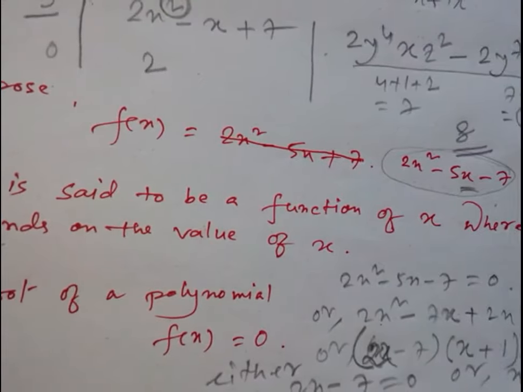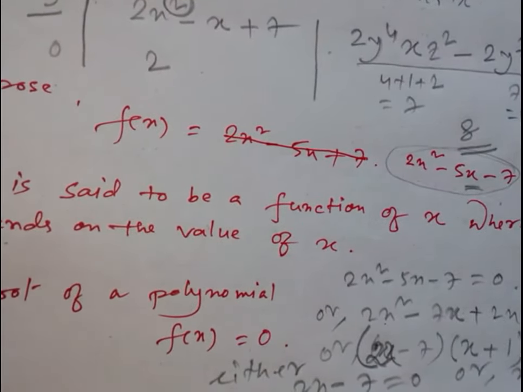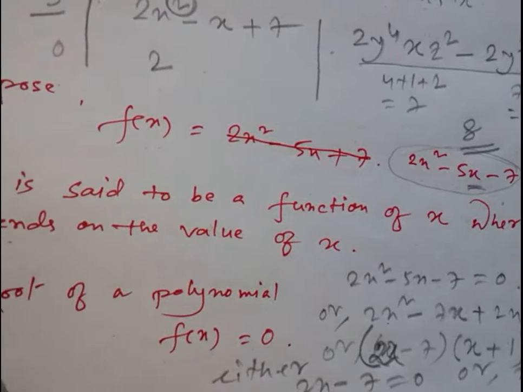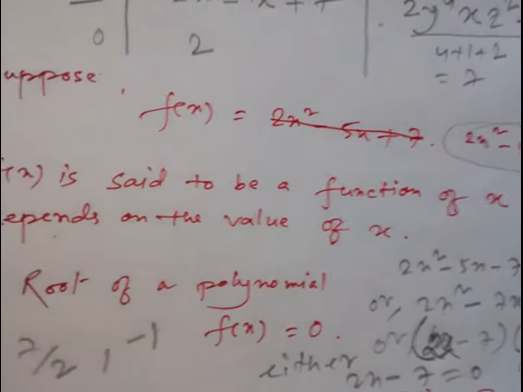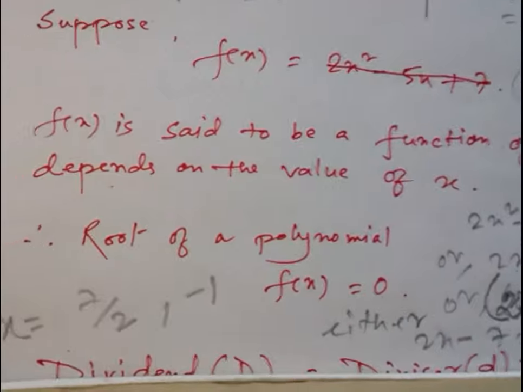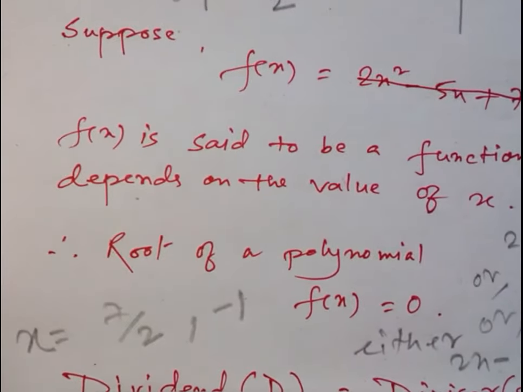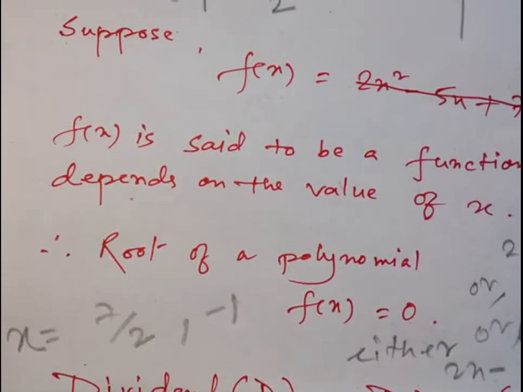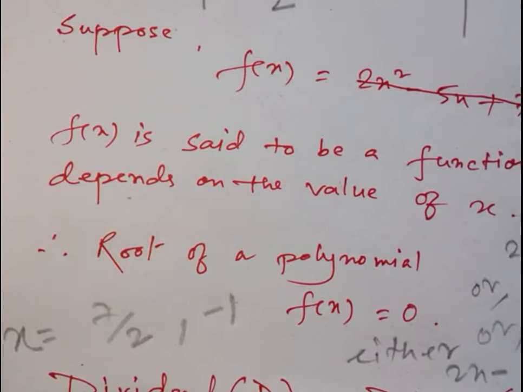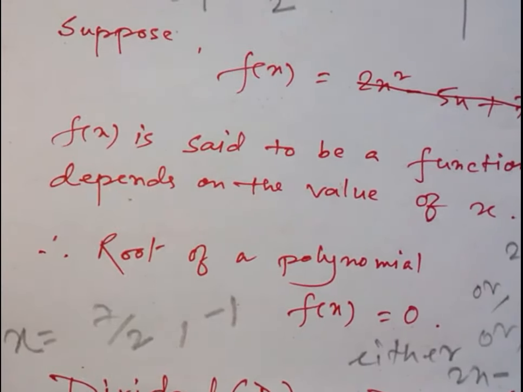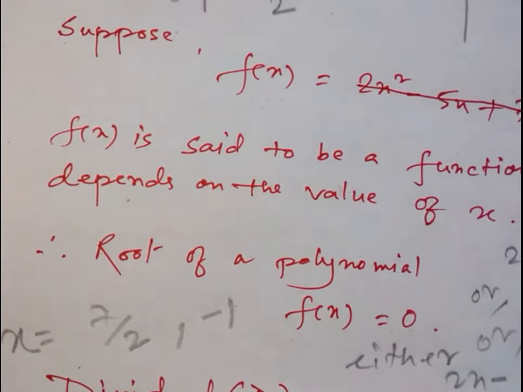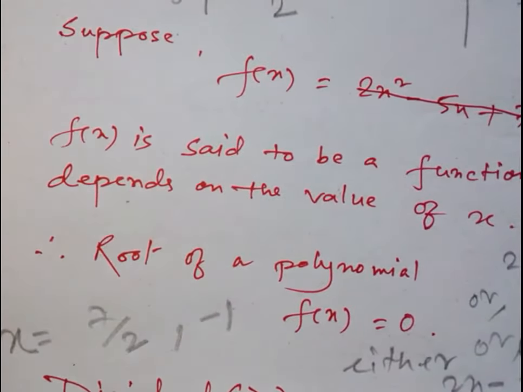So we will get x is equal to either 7 by 2 or x is equal to minus 1. So putting these values on that polynomial, you will definitely get the value 0, and there will be two roots of that polynomial f of x, which is 2x square minus 5x minus 7.